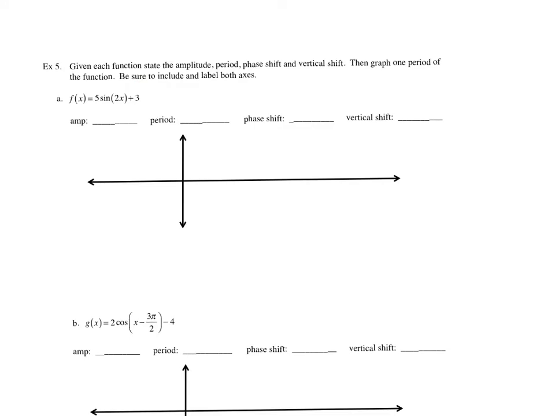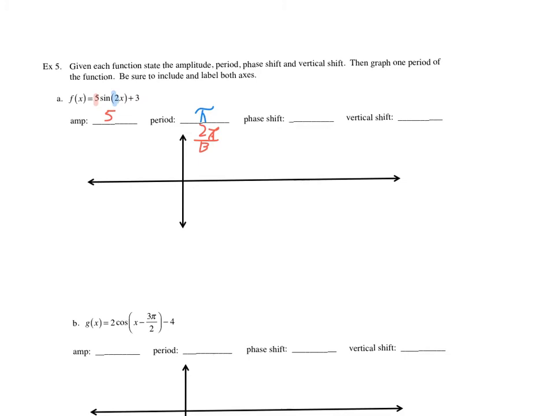And what I'll do is I'll highlight and color code here. So amplitude is 5. The period, well, that's going to use the b value. Remember, that means it's 2 pi divided by b. So b is 2. So that's going to be 2 pi divided by 2, so that's pi.